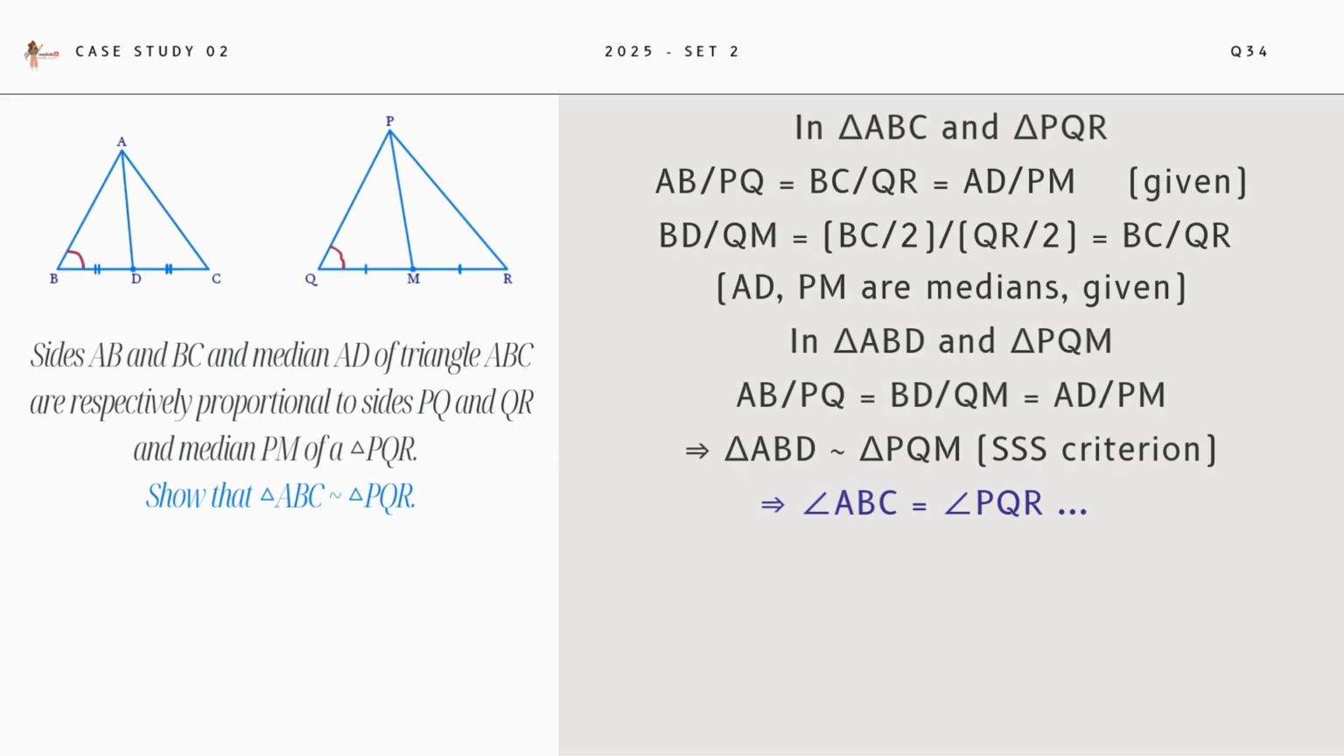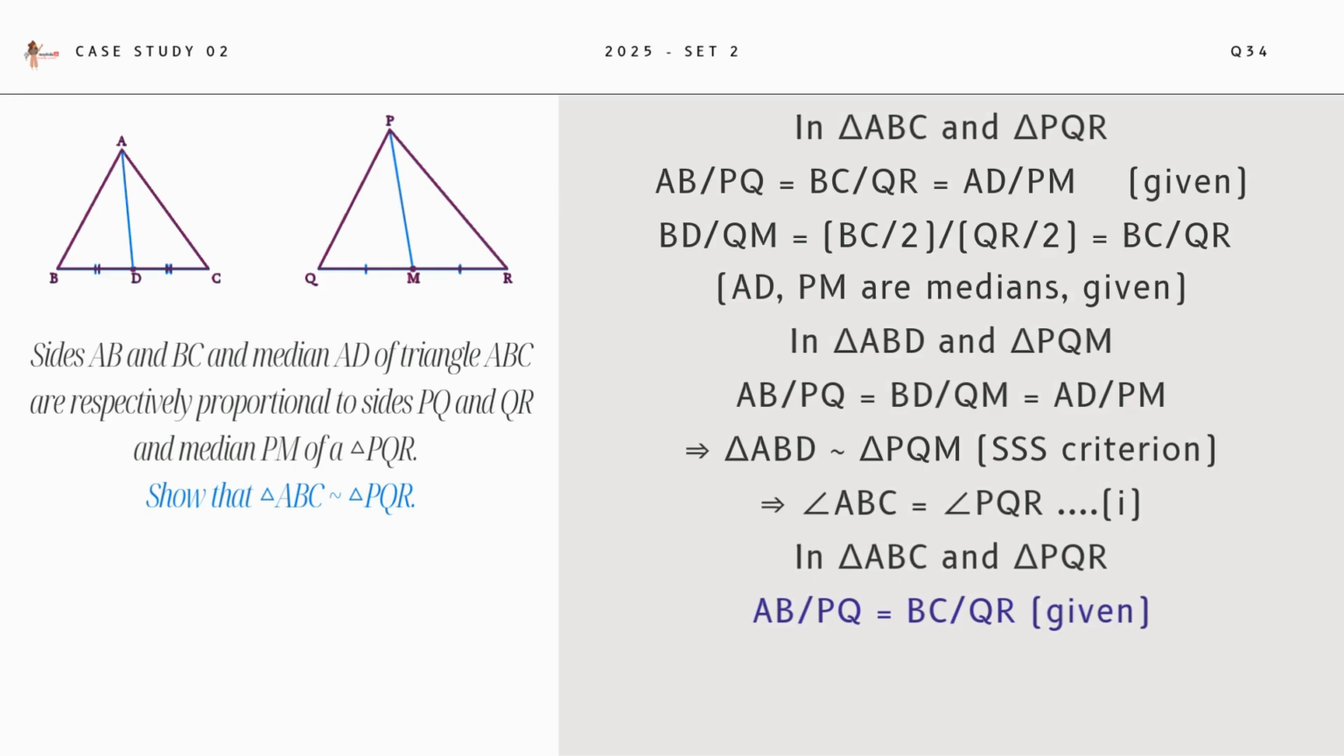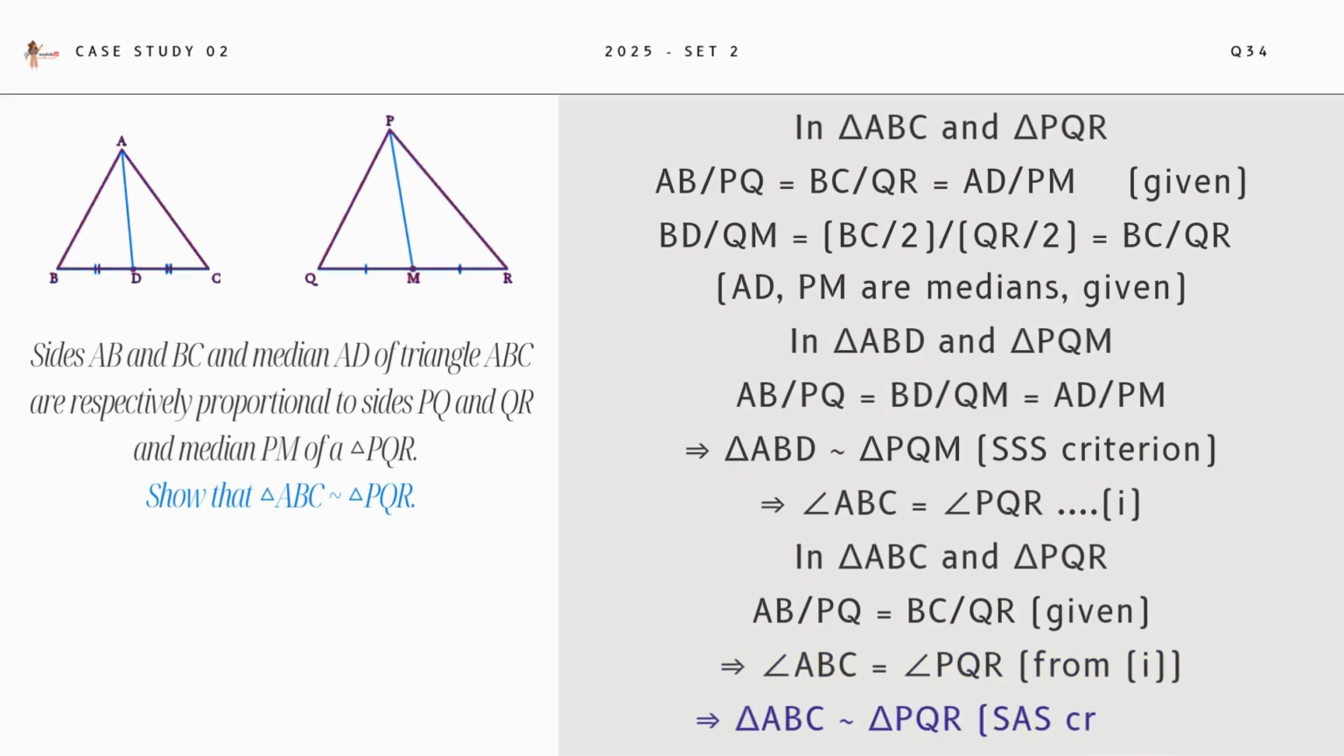That means angle ABC is equal to angle PQR. Now, in triangle ABC and triangle PQR, AB upon PQ is equal to BC upon QR. We are given that, and we just proved that angle ABC is equal to angle PQR. Thus, triangle ABC is similar to triangle PQR.